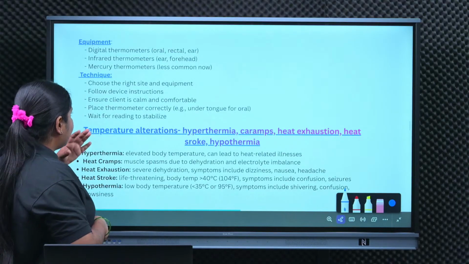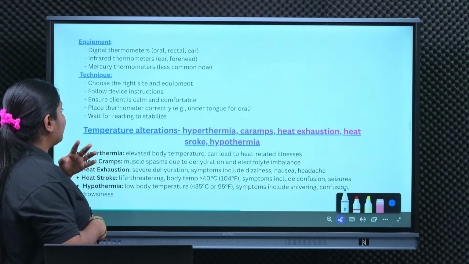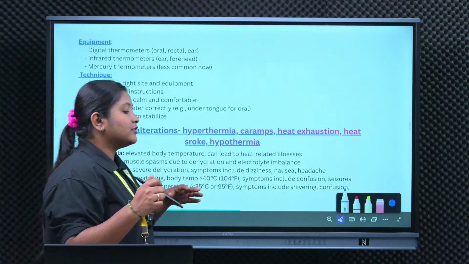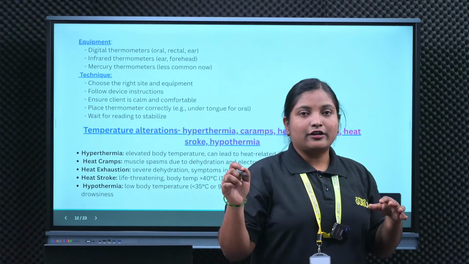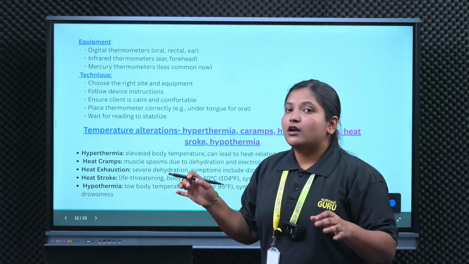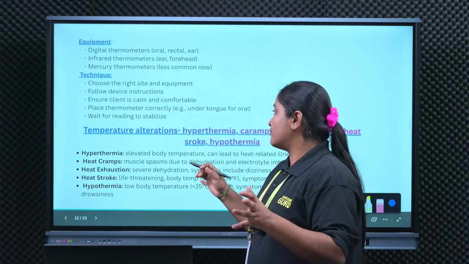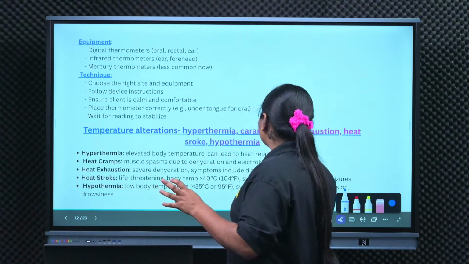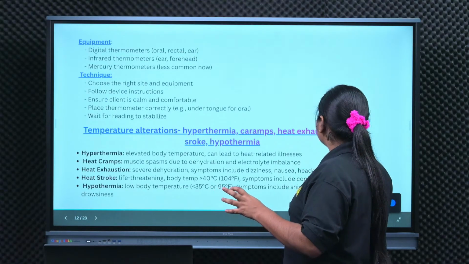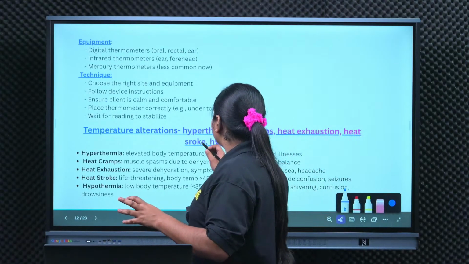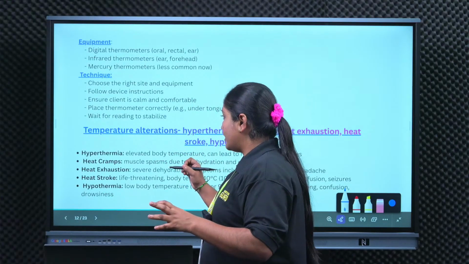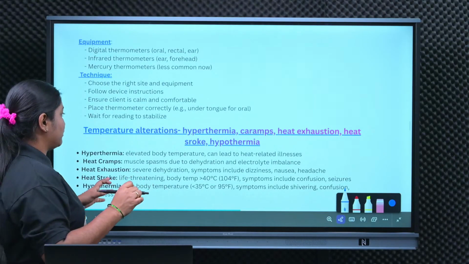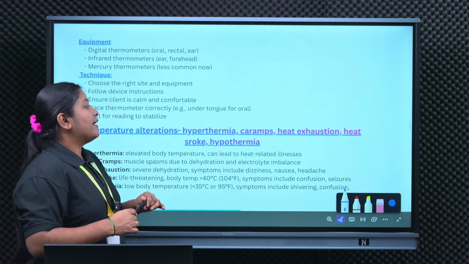Next, you have to wait for the reading to stabilize. If you are using a manual thermometer, like mercury, you have to wait for a while, and only after that take the reading of the thermometer. Temperature alterations: hyperthermia, heat cramps, heat exhaustion, heat stroke, hypothermia. Hyperthermia, where hyper means an increased level of temperature, is an elevated body temperature that can lead to heat-related illness.